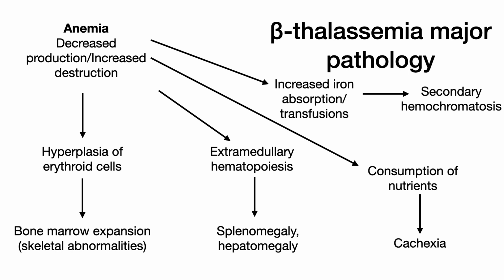Also, because you're turning over red blood cells so quickly, you're going to use up a lot of nutrients, and that can lead to cachexia. And then, like I said, since the red blood cells are low, the body thinks, hey, I need more iron. It saves more iron, and you can develop a secondary hemochromatosis.